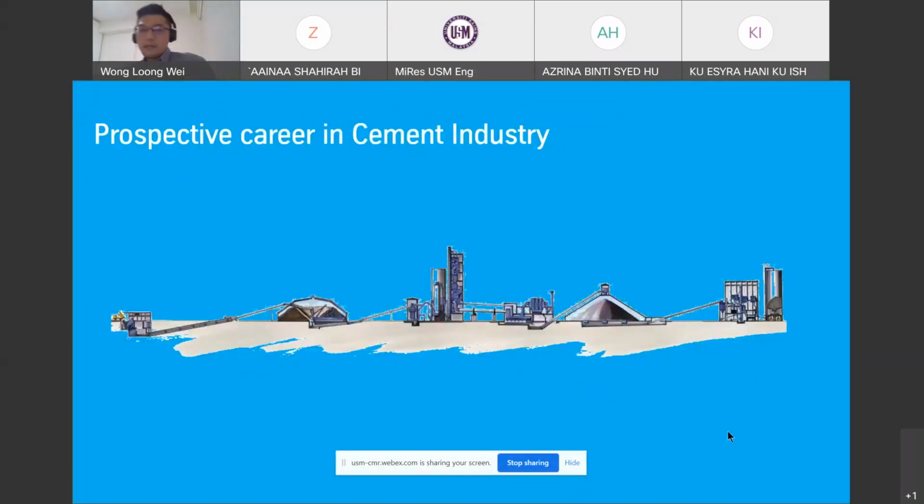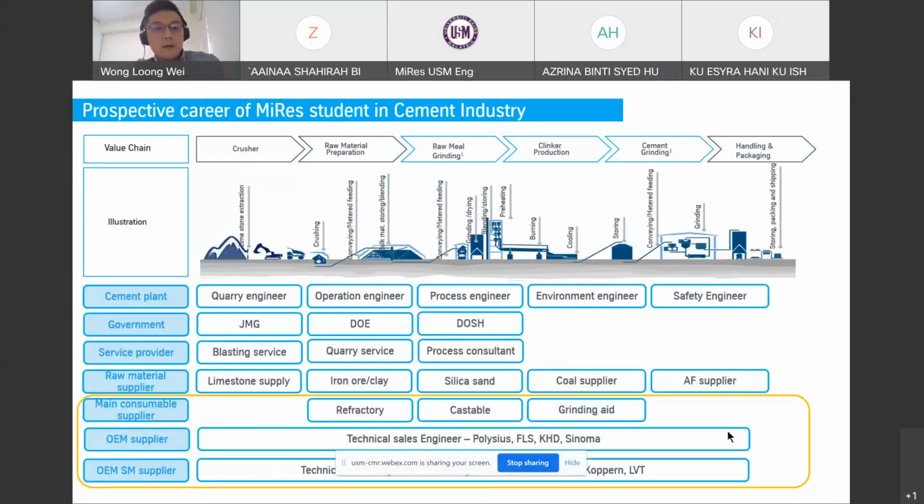And here, what is the perspective of the mineral resources student in a cement industry? Throughout the process, you can see one of our main importance is about the quarry. So we can see a lot of mineral resource students are starting their career in the cement plant as a quarry engineer. At the same time, we also have a lot of our students, besides going for the quarry, working as an operation engineer or a process engineer.